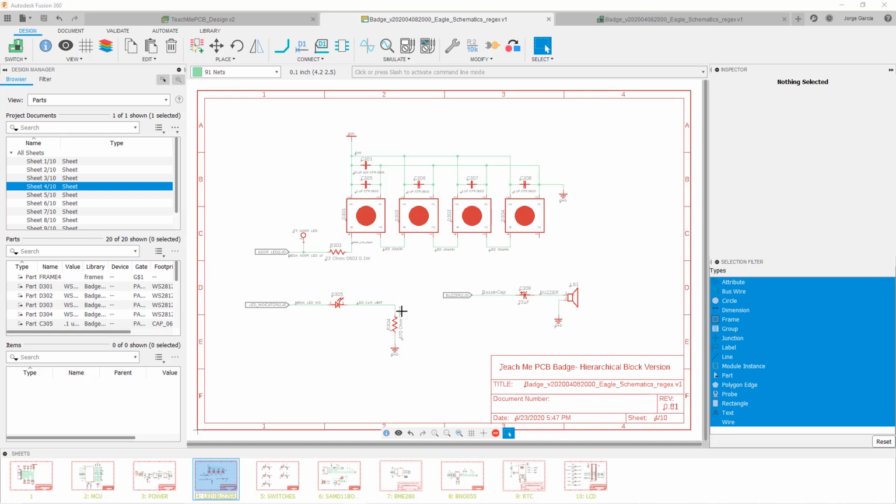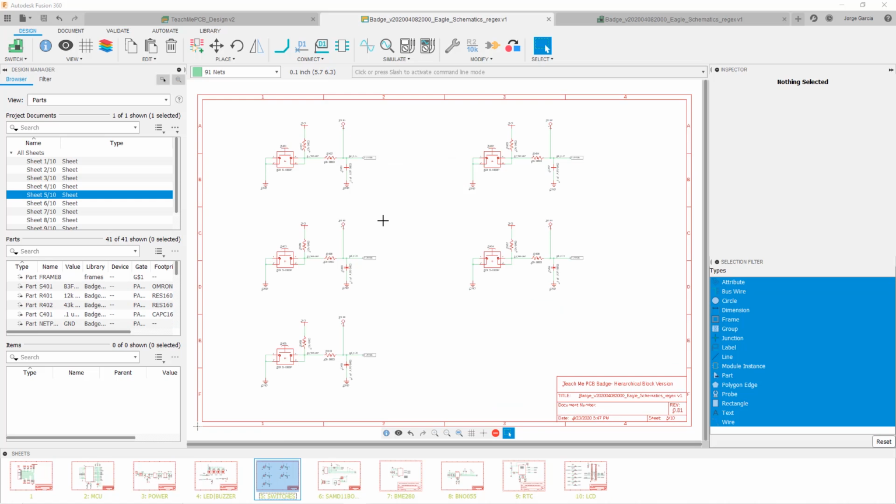So it's good to take a few moments and just look through the schematic as we're doing here and see where you have flexibility, where you have things that should stay together or things that you can separate a little bit more. Now here on sheet 5, there's an interesting opportunity.